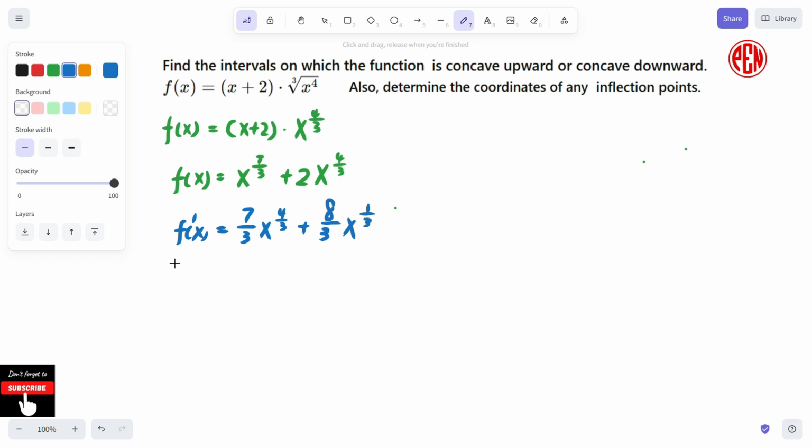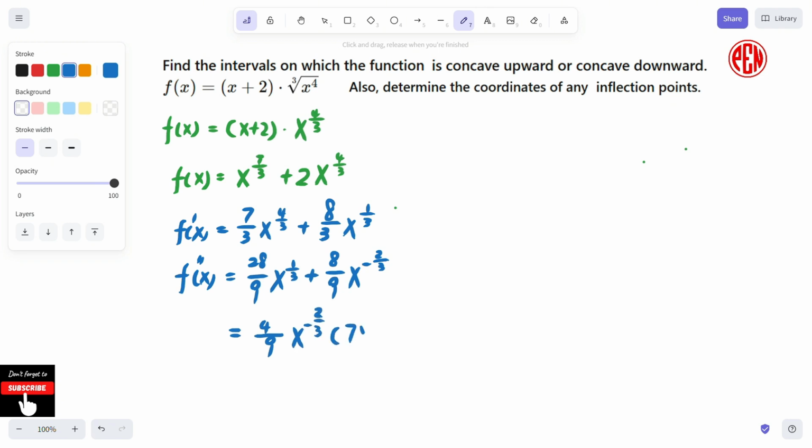Next step is the second derivative. Now we'll take the derivative of that expression to get the second derivative. The derivative of the first term, which is 7 over 3 times x to the 4/3, becomes 28 over 9 times x to the 1/3. The derivative of the second term, which is 8 over 3 times x to the 1/3, becomes 8 over 9 times x raised to the negative 2/3. So the second derivative is the sum of those two terms, 28 over 9 times x to the 1/3, plus 8 over 9 times x to the negative 2/3.